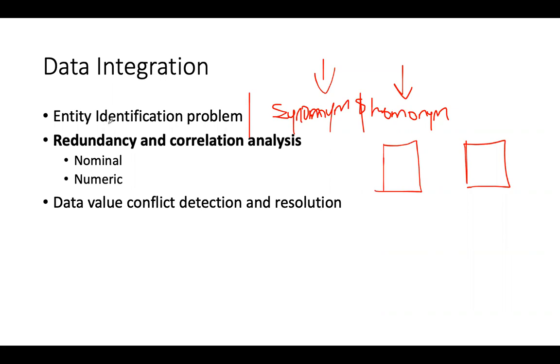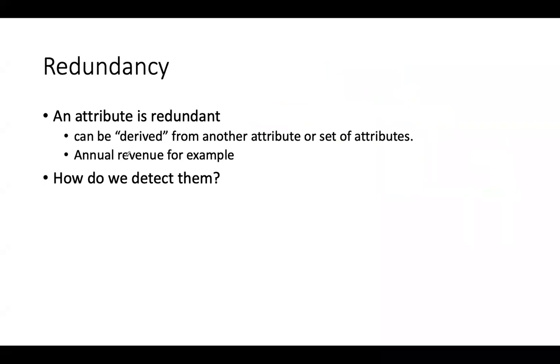So the next issue we want to address here is redundancy and correlation analysis. And there are two things here we can take care of. When we have variables that are categorical, we call that nominal, or when we're dealing with variables that are numeric, there are different approaches we can use to take care of that. But again, let's look at what this redundancy is.